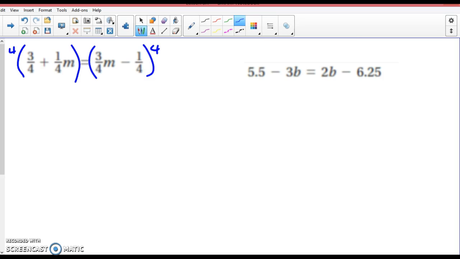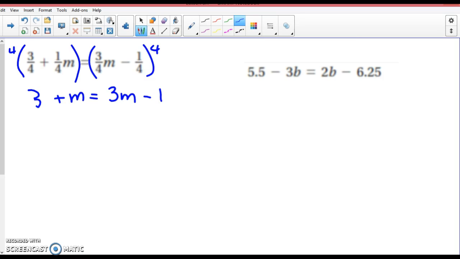I'm going to use the distributive property. 4 times 3/4. Isn't that just 3? And what is 4 times 1/4 m? Isn't that just m? 3 plus m equals 3/4 m times 4 is 3m minus 1/4 times 4 is 1. You guys understand the math that I'm doing there? Well, does that look easier to solve than that? A heck of a lot.